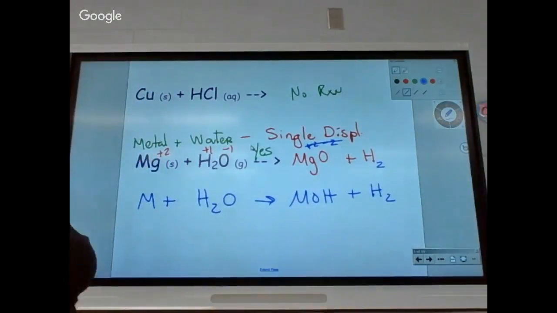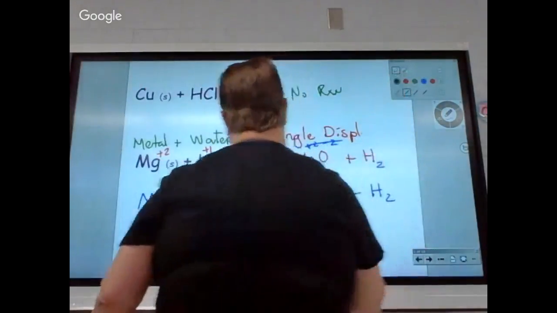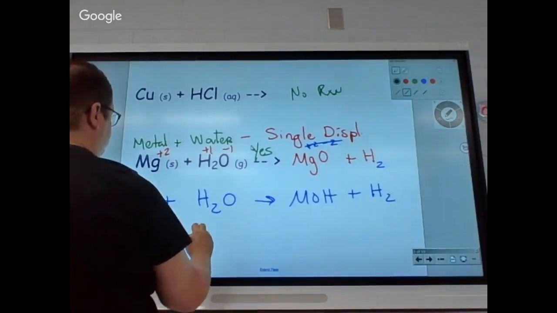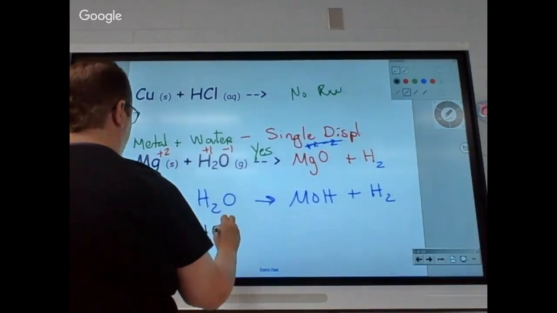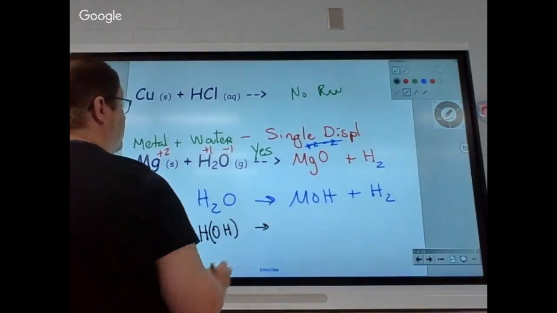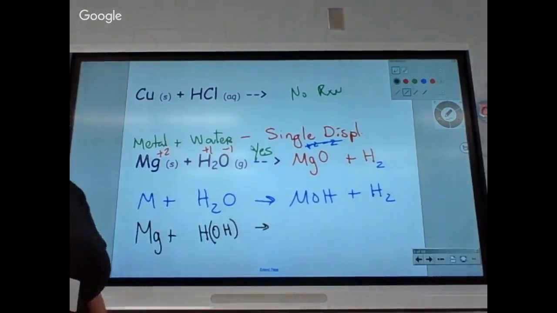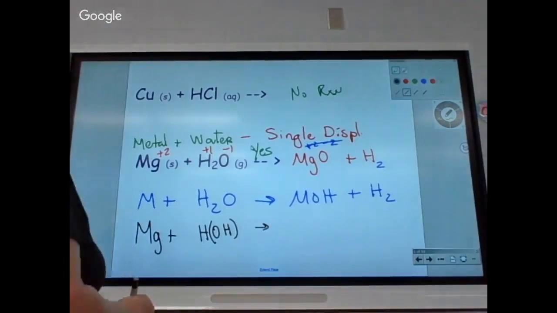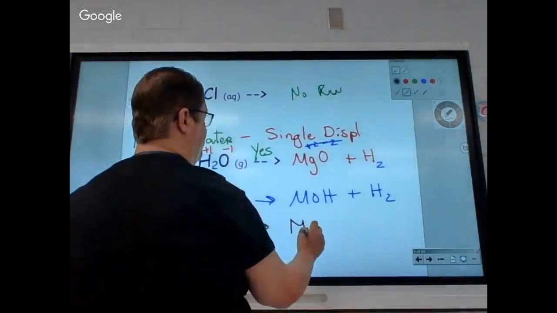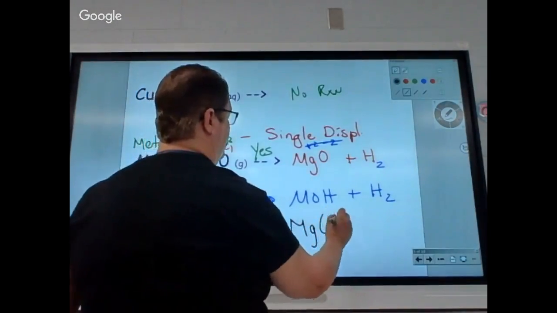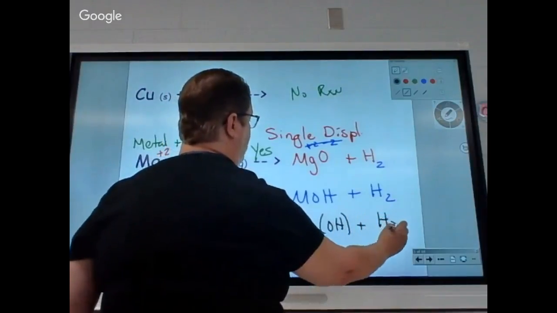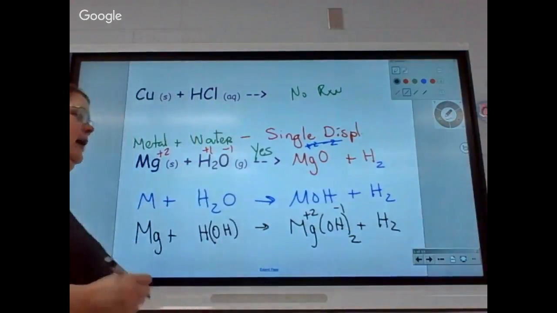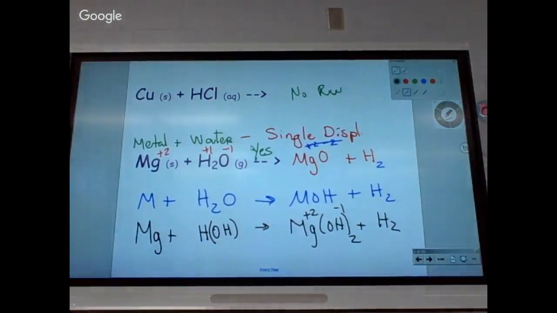No. The only way to get the right answer with this one, you remember how I told you to write water? You can write it as HOH, and you can double or single displacement the way I showed you. Otherwise, the easiest way to get the right answer is to use that trusty blue sheet. Okay? Because you're going to get magnesium with hydroxide plus hydrogen. And then you can put in your +2 and your -1 and bring your 2 down and get the right answer. Otherwise, you're going to get the wrong answer.